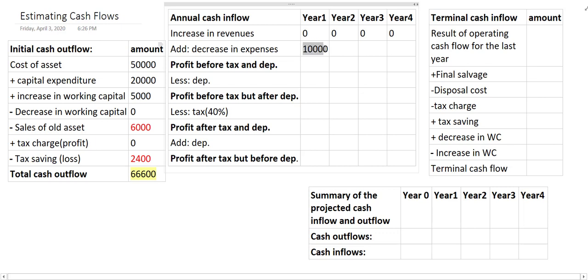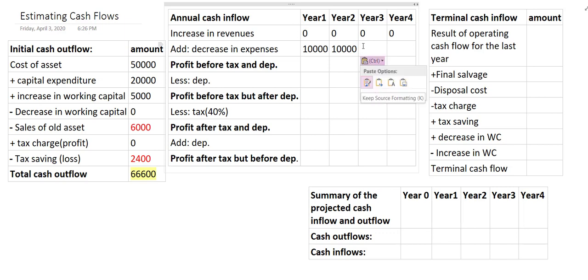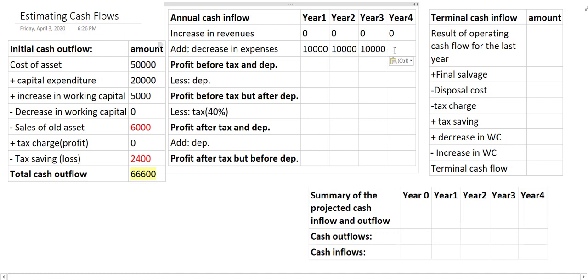We have to mention 10,000 for each year: 10,000 for this year, 10,000 for the next year, and 10,000 for this year, and the last one also 10,000. Then we have to adjust it, so this one plus this one. Once again the amount is equal to 10, 10, 10 and 10,000.